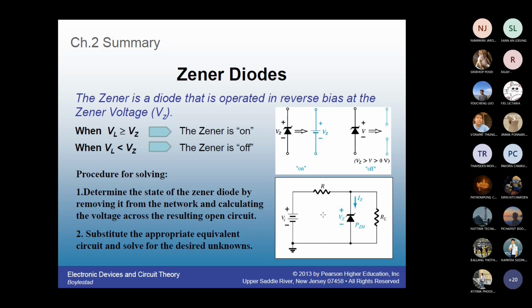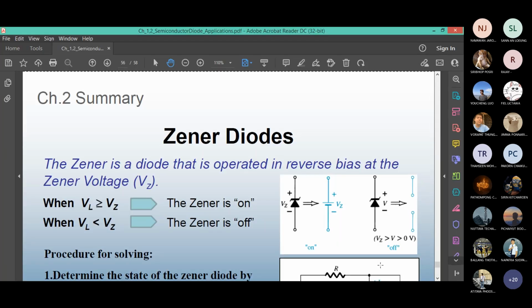A typical circuit is shown in the bottom. An input voltage, a series resistor, then you have a Zener diode, and you have a load resistor RL. VZ refers to the Zener voltage rating, which comes from the model, the spec sheet. You have to determine first whether or not VL is greater than or equal to VZ. How are you going to find the VL from this circuit?